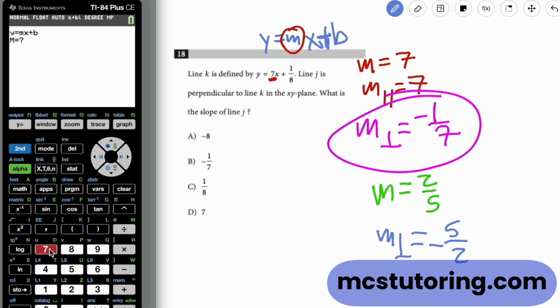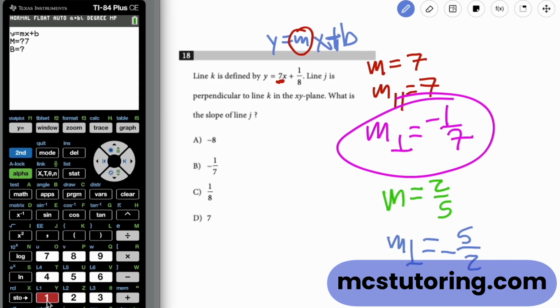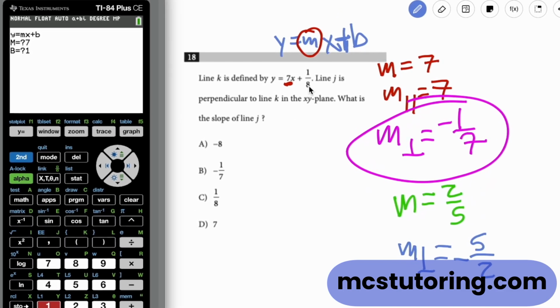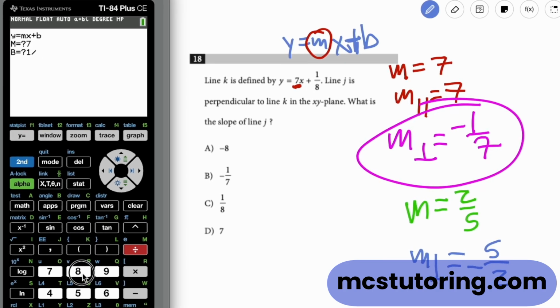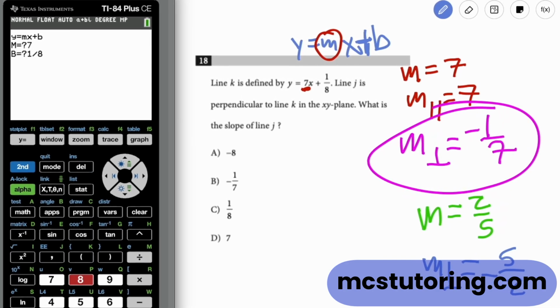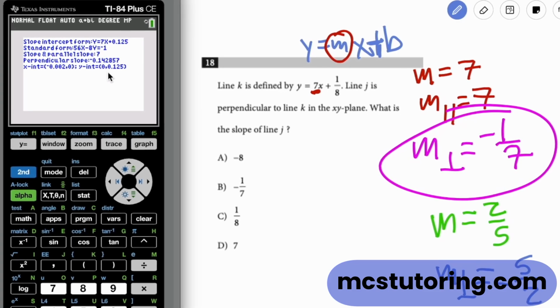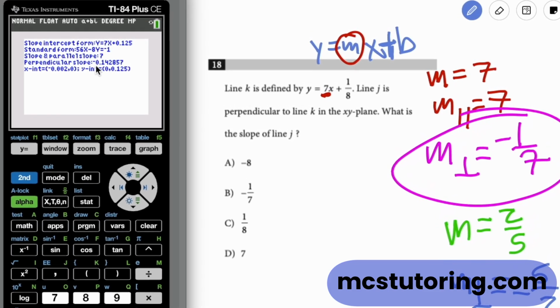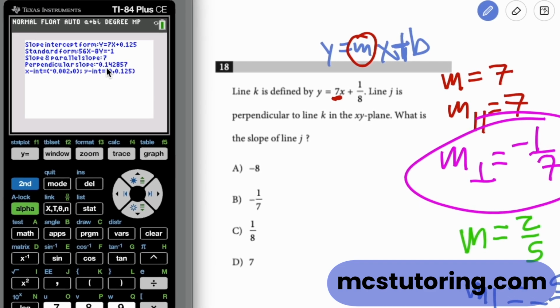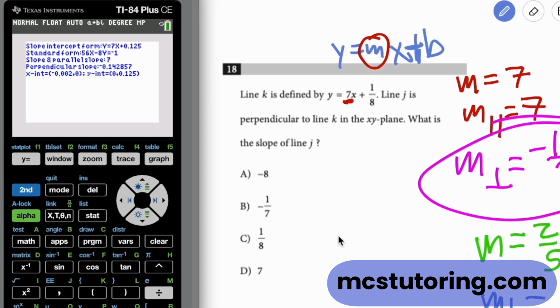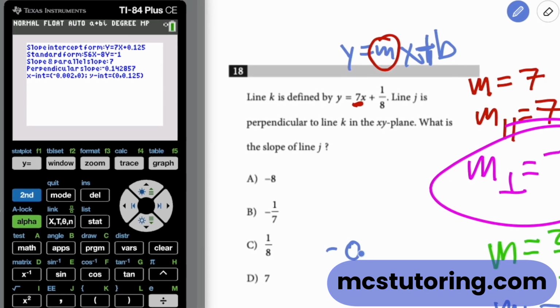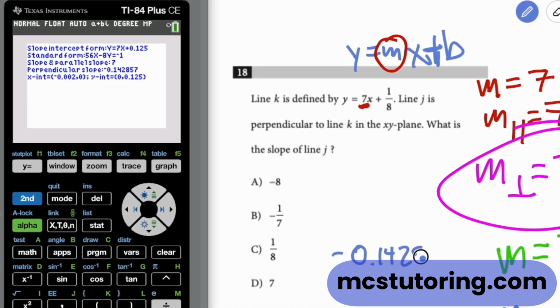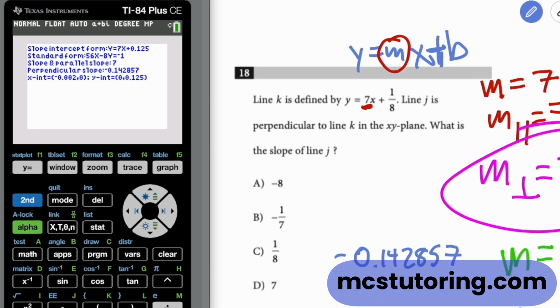The m is 7, and then the b is, remember, 1 over 8 is a fraction, but it's the same as 1 divided by 8, because every fraction is an unfinished division problem. So, okay, what is the perpendicular slope? Negative 0.142857. So we're saying negative 0.142857. So let me show you this trick.